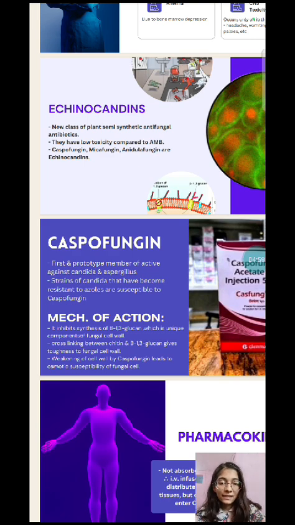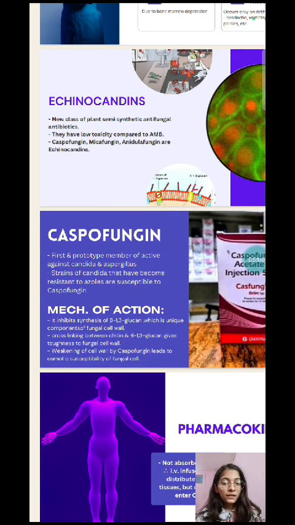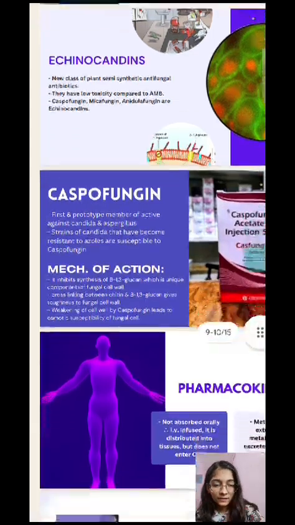Let's see its mechanism of action. The toughness of the fungal cell wall is due to the cross-linking between chitin and beta-1,3-glucan. Now, what caspofungin does is, it inhibits the synthesis of beta-1,3-glucan. This leads to weakening of the cell wall. Thus, the osmotic susceptibility of the fungal cell is increased.